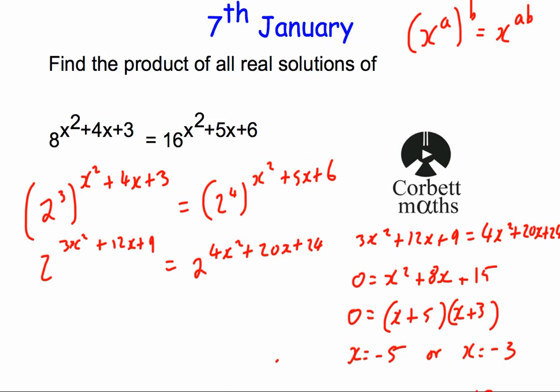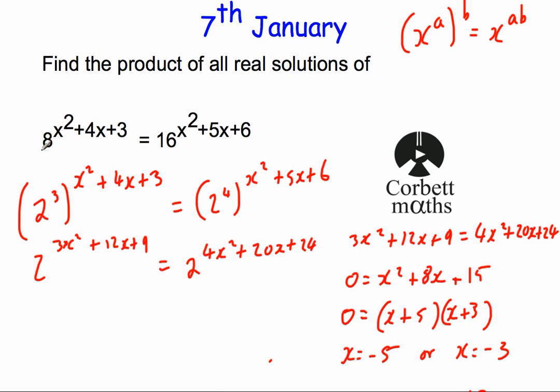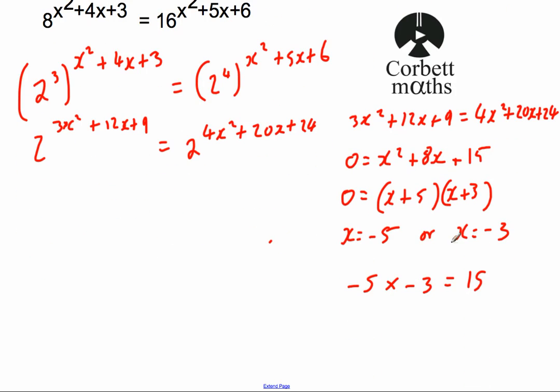So to that question, what we've done is we first of all started by looking at the base numbers, the 8 and the 16. We wrote those both as 2 to the power of 3 and 2 to the power of 4. I used the power of a power law, so I multiplied the powers together to give me 3x squared plus 12x plus 9 and 4x squared plus 20x plus 24. And then because they're both 2 to the power of something, I put the powers equal to each other and then solved that equation, got the solutions, multiplied them together, and that's it.